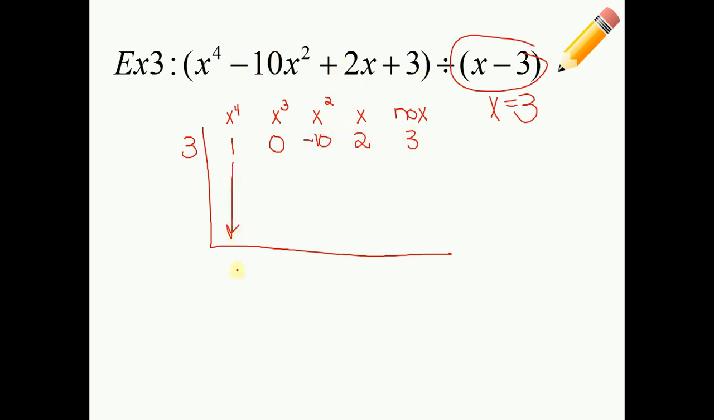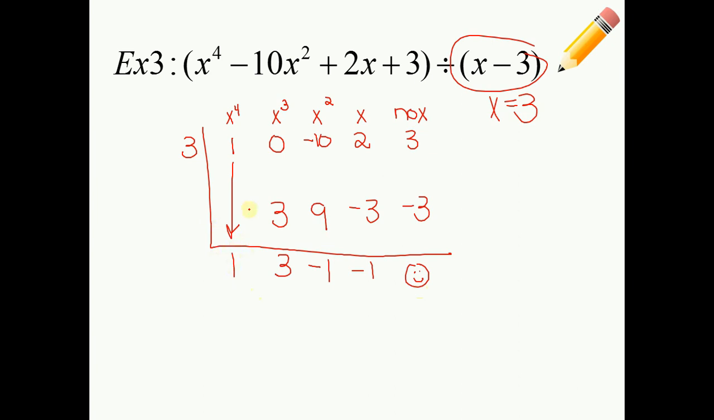So same thing, drop the 1, multiply to give me 3, add here, multiply, add, multiply, add, multiply, add. Smiley face, got a 0. Yes. No remainder. A lot easier, right?